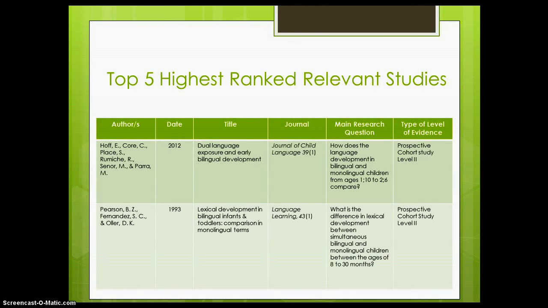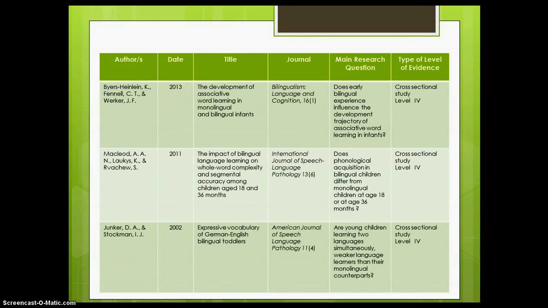Lexical development in bilingual infants and toddlers, comparison in monolingual terms. The question was, what is the difference in lexical development between simultaneous bilingual and monolingual children between the ages of 8 to 30 months? This was a prospective cohort study, level 2. The development of associated word learning in monolingual and bilingual infants. The main research question was, does early bilingual experience influence the development trajectory of associated word learning in infants? This was a cross-sectional study, level 4.